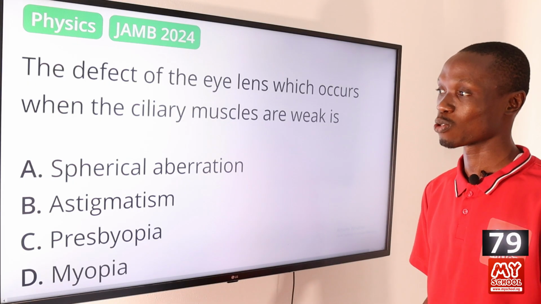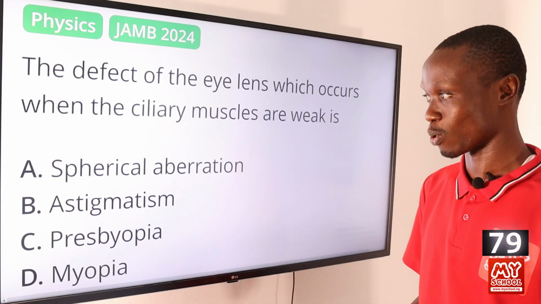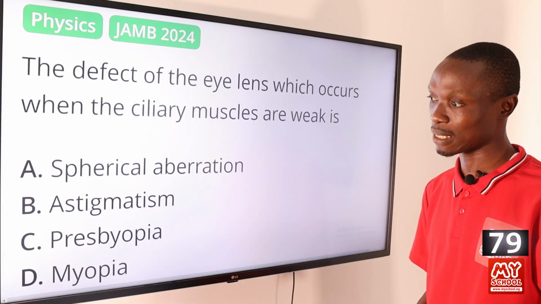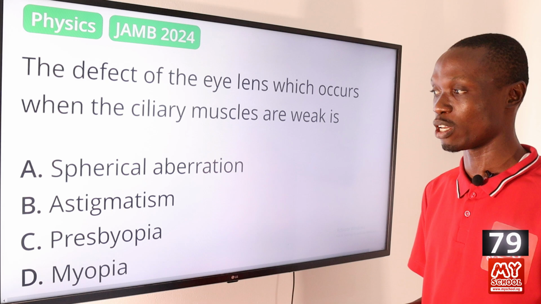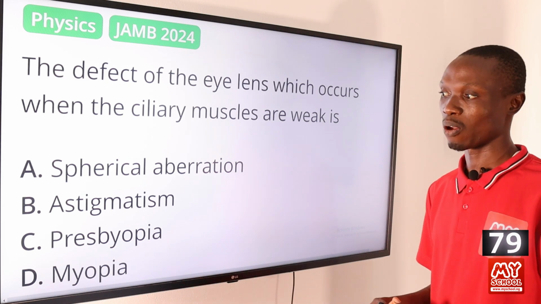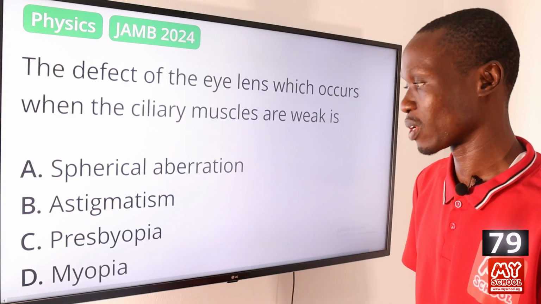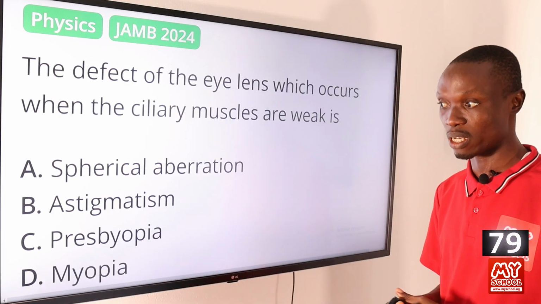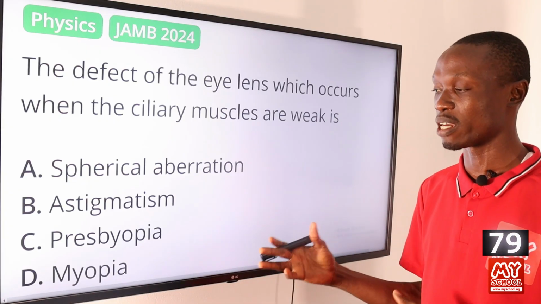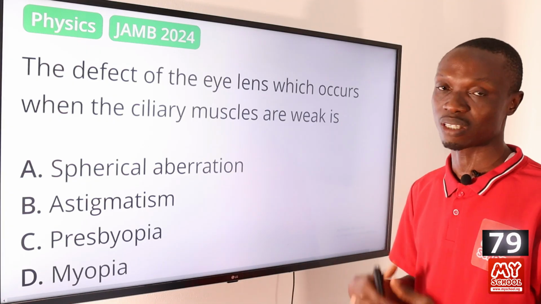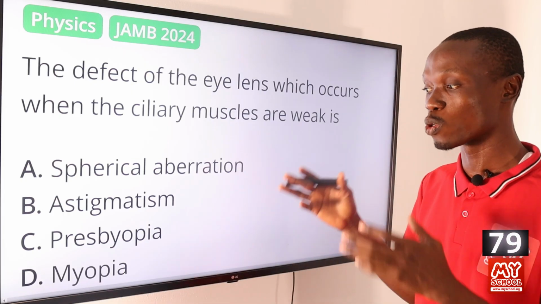spherical aberration. So spherical aberration occurs when there is distortion in image formation. Okay, while option B, astigmatism. So astigmatism occurs as a result of irregular shape of the cornea or lenses, leading to blurred vision. While option C, we have presbyopia. Okay, so presbyopia is often associated with weakened ciliary muscle, and it is an age-related condition where the lens loses its ability to change shape, making it difficult to focus on close objects.